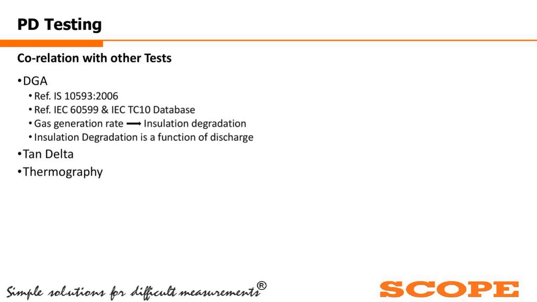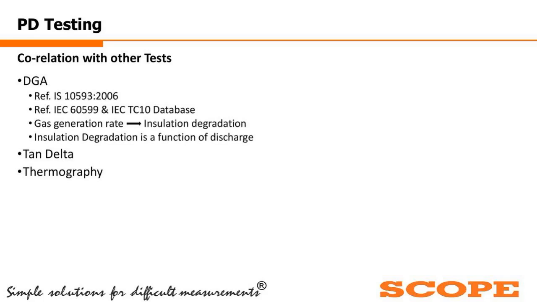Through Duval's triangle analysis and gas ratio analysis, we will understand, yes, there is partial discharge. It will give the surety. The gas generation rate, how the gas is getting generated, whether the quantity of the gases is increasing or not, whether insulation degradation is happening, which type of gases, all of that we can understand by doing that analysis. So everything will talk about the partial discharge.